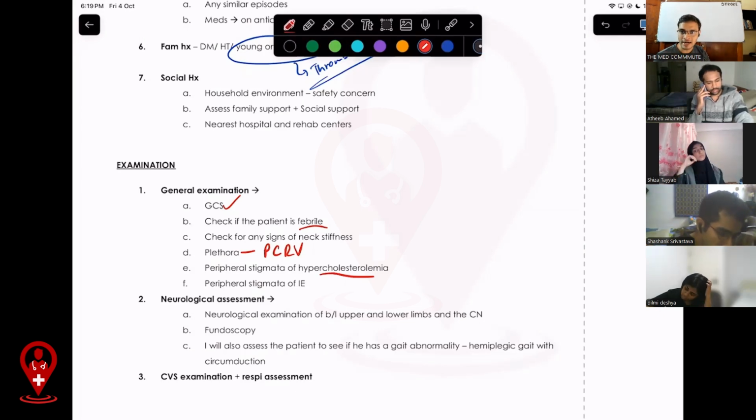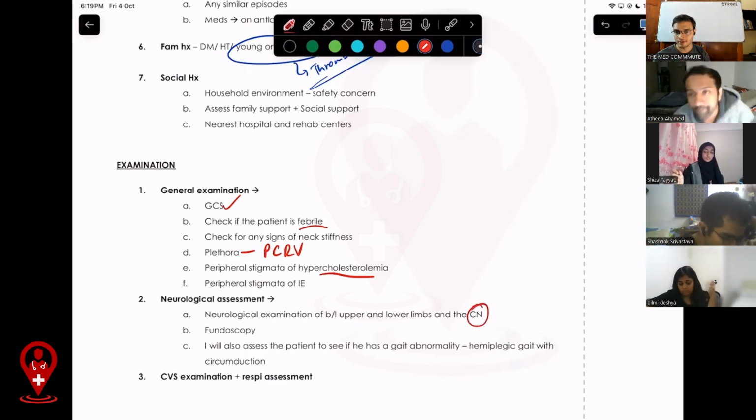No, you have to check bilaterally. You have to check both sides, right? Upper limb, lower limb, everything you have to check. And the cranial nerves also you must check. Okay. Full examination needs to be done. So what are we checking in the neurological examination, guys?